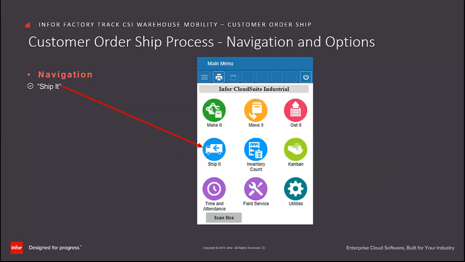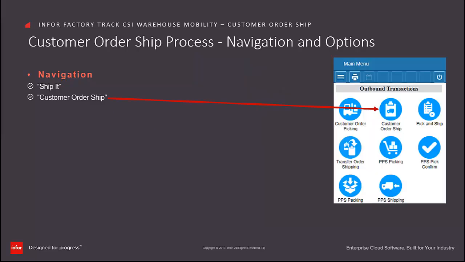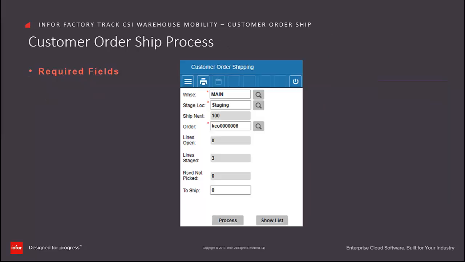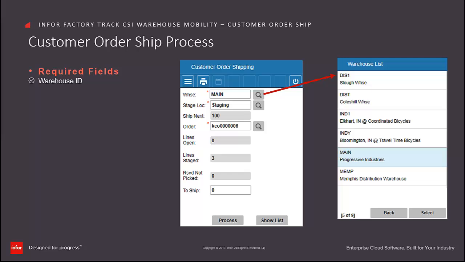To start the customer order ship process, from the Factory Track Warehouse Mobility main menu, click on the Ship It icon. This then navigates to the Outbound Transactions menu, where you click on the Customer Order Ship icon. To complete the customer order ship process, enter, scan, or search for the warehouse where the items are located. This can also be defaulted to the user's warehouse based on configuration setting on the transaction set maintenance form.